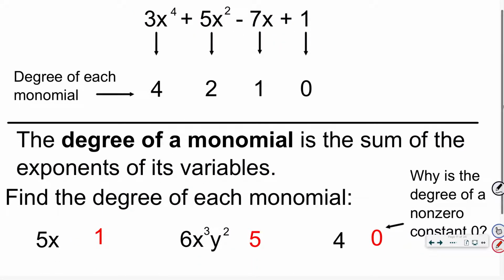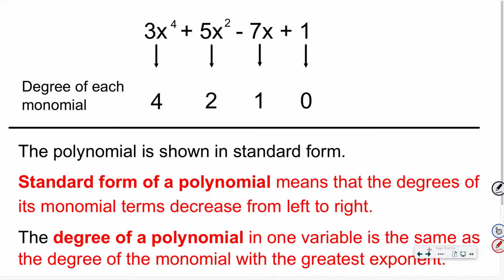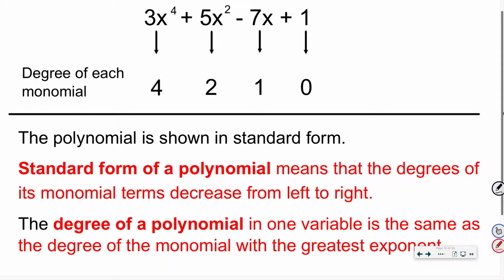We already kind of talked about why this would be a monomial, why a constant would have a degree of 0, so I'm going to skip over that. These are the last 2 things you're going to have to write. I know it's a lot of writing, I'm sorry. The polynomial at the top is in standard form.